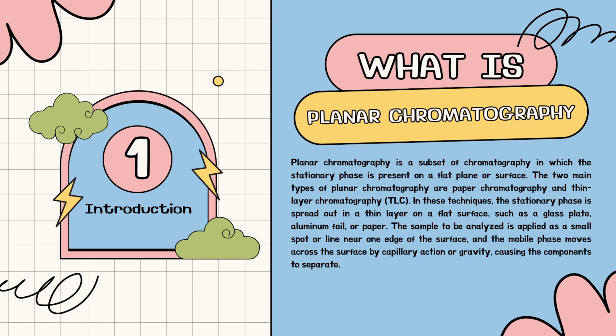In these techniques, the stationary phase is spread out in a thin layer on a flat surface, such as a glass plate, aluminum foil, or paper. The sample to be analyzed is applied as a small spot or line near one edge of the surface, and the mobile phase moves across the surface by capillary action or gravity, causing the components to separate.